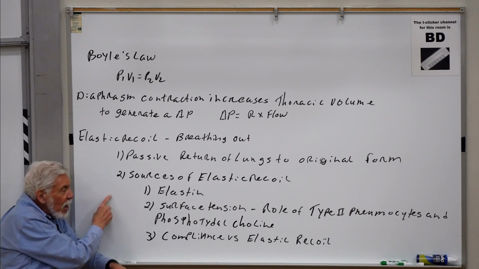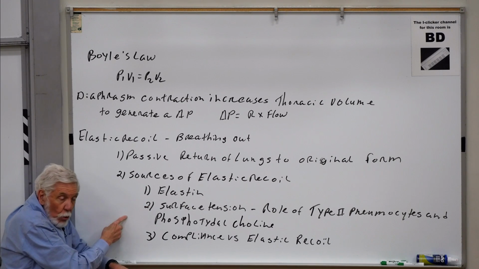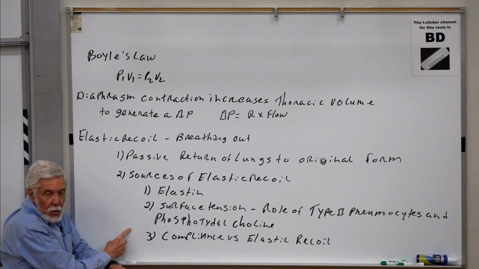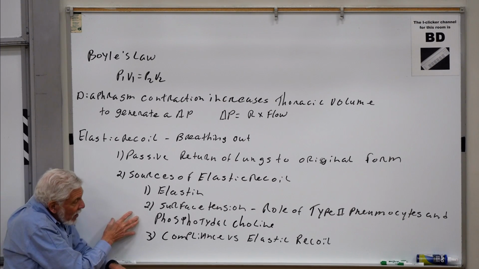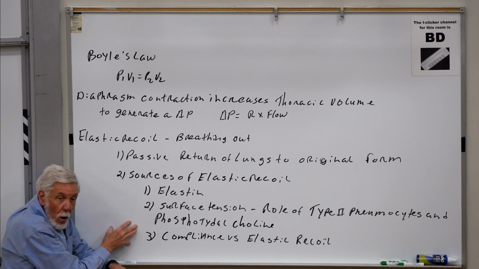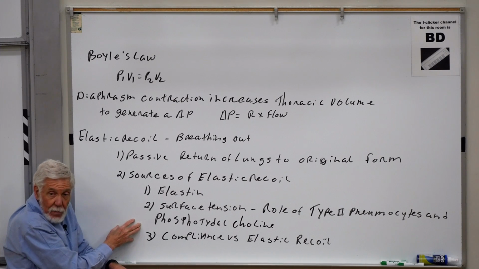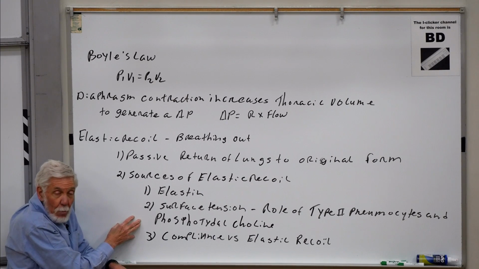But there's another, even more profound source of this energy, and this is surface tension. And one of the ideas we'll try to think about here is how small the alveolar space, in fact, is. Each alveolus is in the neighborhood of about 200 micrometers across.